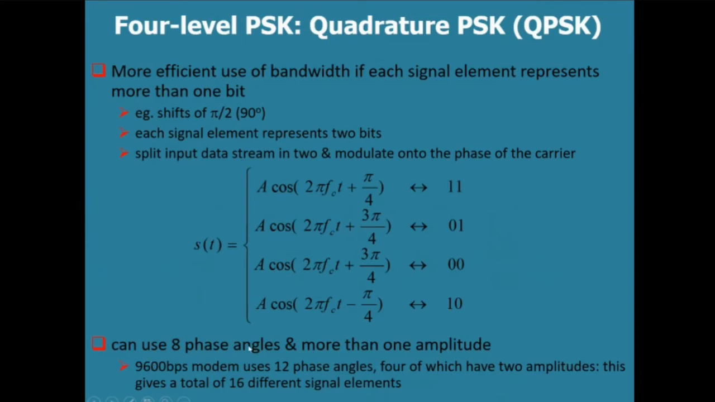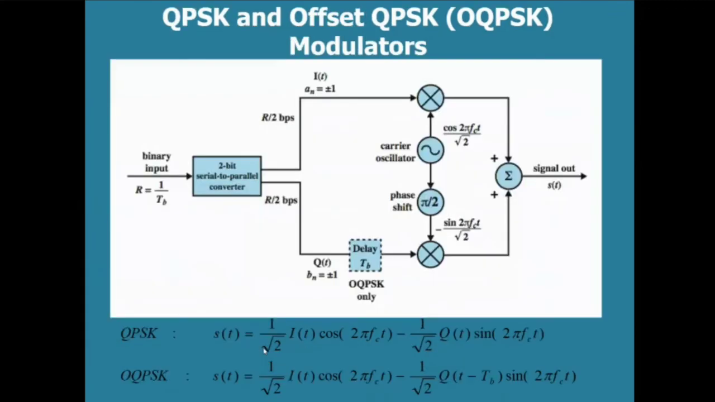We can use 8 phase angles and more than 1 amplitude. It is mainly used in modems having a speed of 9600 bits per second, having 12 phase angles, 4 of which have 2 amplitudes. This gives a total of 16 different signal elements. Next, QPSK and offset QPSK modulator, quadrature phase shift keying.